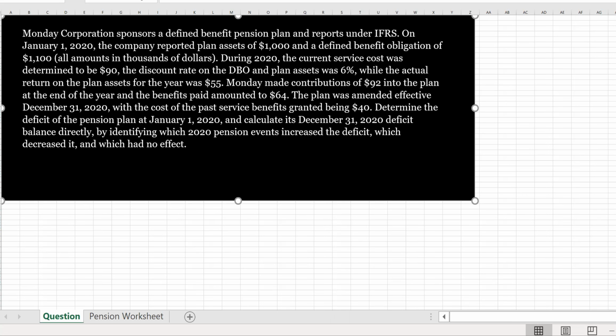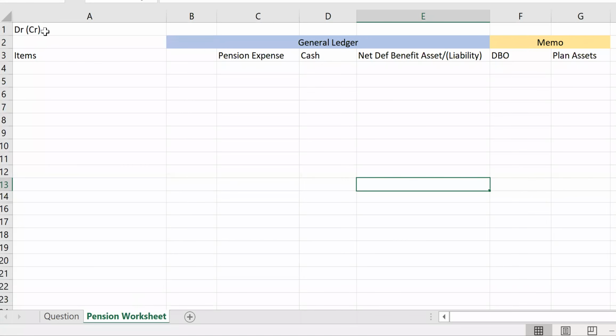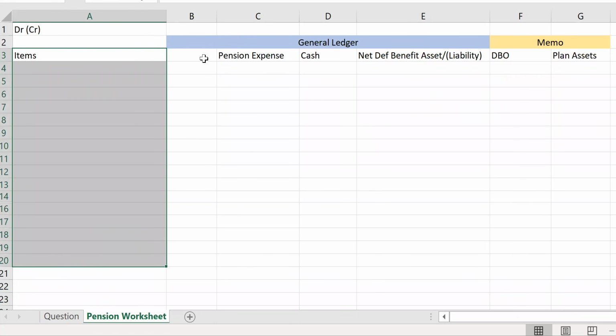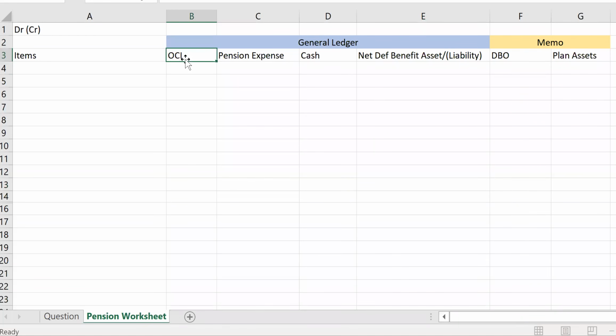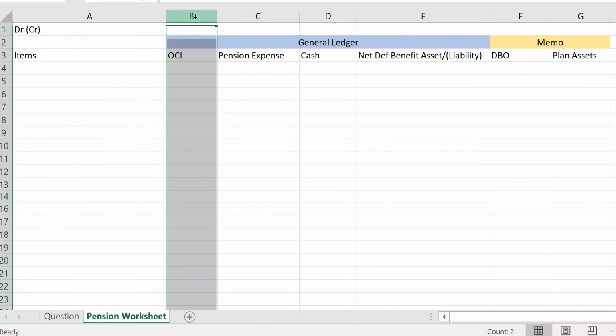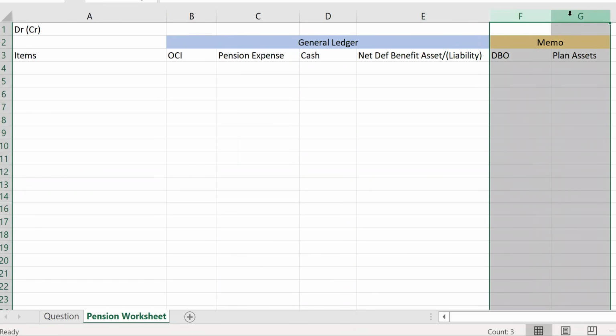All right, so the best way to manage the information in this question is to use a pension worksheet. And I've set one up here. You can see debits are not in brackets and credits are in brackets. I've got items where I'm going to list out the transactions. These amounts are going to be in the ledger of the actual company. It's IFRS, so I've included an OCI column. And these are memo accounts, meaning that they're actually in the pension plan itself, so they're not in the books of the company, but we need to know what's going on so we can pick up any unfunded amount or surplus.